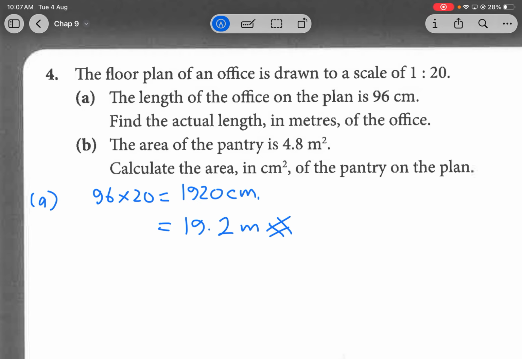Then just find, right? Once I have this scale for area, I can work with it with direct proportion already. 1 cm square is 0.04 meter square. I want 4.8 meter square. For me, change to 1 first, easier. I divide by 0.04. Then I multiply by 4.8. Bingo!